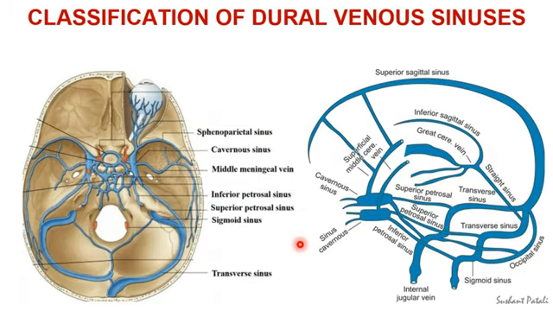Now, how do we classify the dural venous sinuses? They are classified into paired and unpaired dural venous sinuses. There are 7 unpaired dural venous sinuses and 8 paired dural venous sinuses. The number 7 is an odd number, so it is easy to remember: 7 unpaired, and 8 is an even number, so there are 8 paired dural venous sinuses.